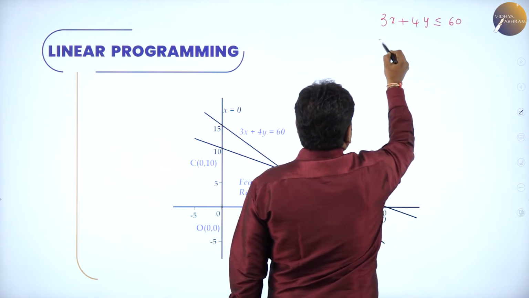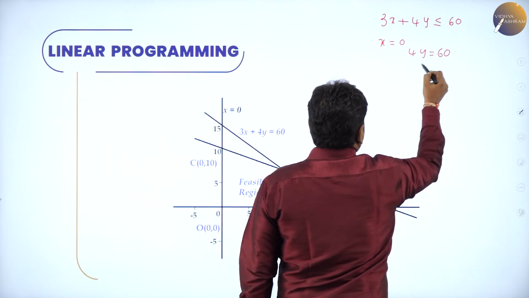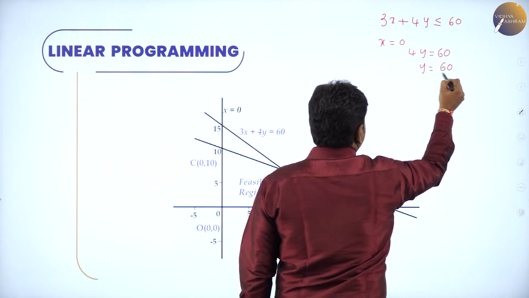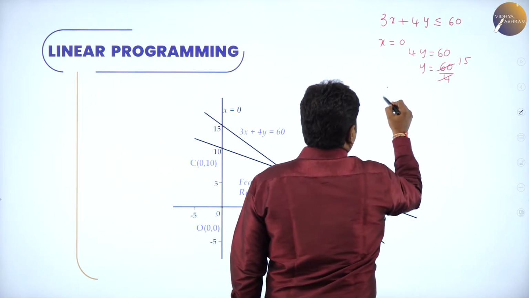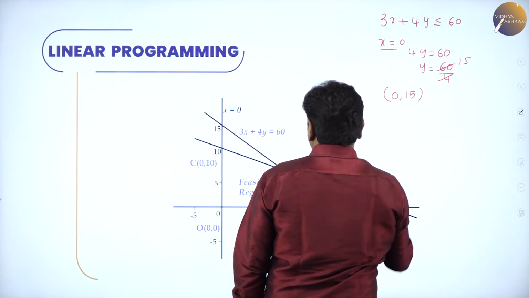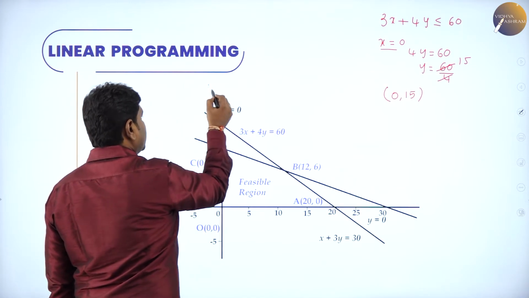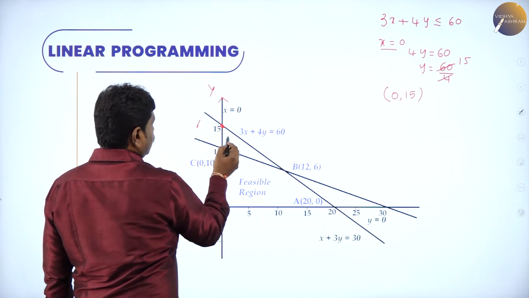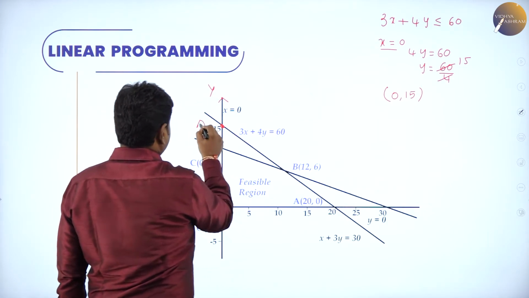Put x is equal to 0, you will get 4y is equal to 60. y is equal to what? 60 by 4. 60 by 4 is what? 4 ones are 4, 4 fives are 20, so it's 15. So one of the points is x is 0, y is 15, that is 0 comma 15. So put a point at 0 comma 15. This is a point on the Y axis. You can name it A.